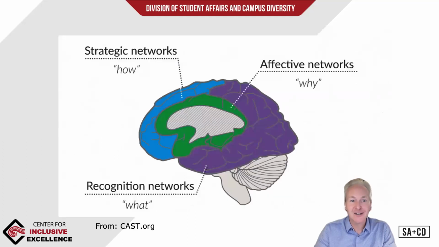Neuroscience shows that our brains have three broad networks that can be categorized as affective networks, recognition networks, and strategic networks. In UDL, each of these networks can inform our thinking about and design of learning. The affective networks help us think about the why of learning, or engagement. The recognition networks are connected to the what of learning, or representation. And strategic networks guide the how of learning, or action and expression.